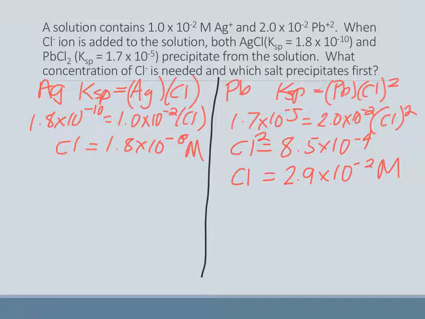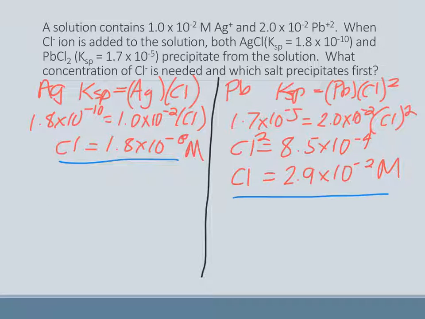So we need to compare the concentration of the AgCl over here with the concentration of the PbCl2 over here. These are the concentrations where they will precipitate. So the first part of the question was what concentration of Cl is needed. On the left side, we need to have 1.8 times 10 to the negative 8th molarity to make that happen. And on the right, we need 2.9 times 10 to the negative 2 to make that happen.